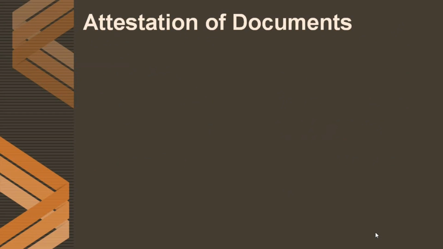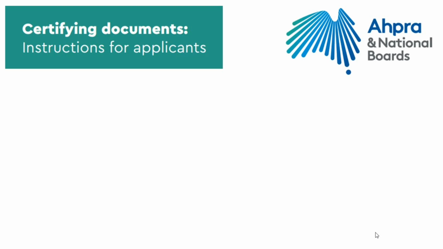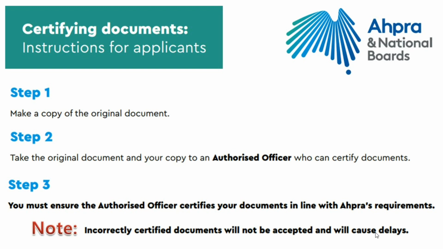Next, I have received many questions regarding the attestation of documents. The first one I got: can you explain how to attest or certify my documents? I have made a clear video, so I'll explain based on the AHPRA guidelines. AHPRA has written certifying documents instructions for the applicants, on how applicants have to certify their documents. First of all, you have to take a copy of the original document, then take the original document and your copy to an authorized officer who can certify the document.